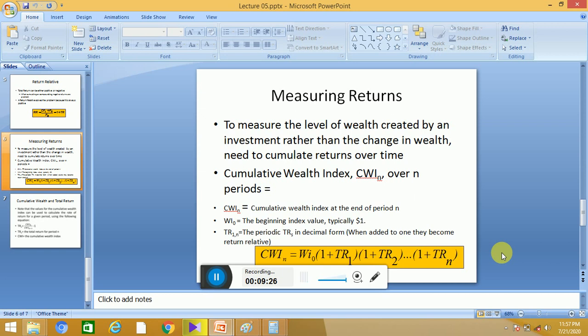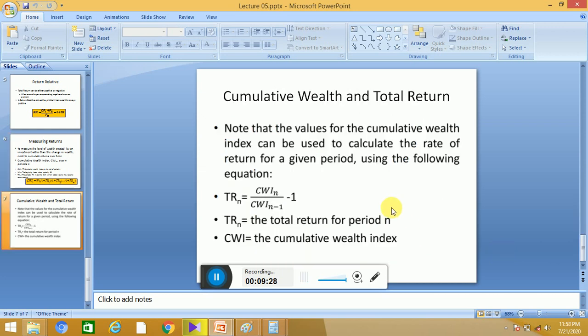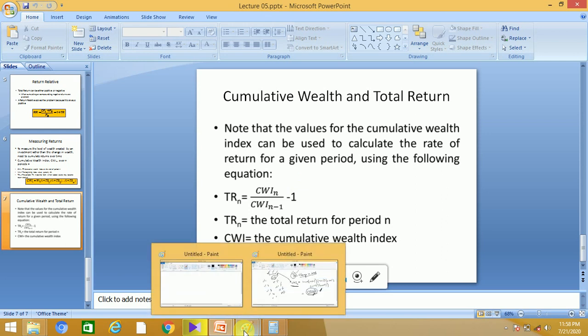Then, cumulative wealth and total return. Note that the values for the cumulative wealth index can be used to calculate the rate of return for a given period using the following equation. Keep in mind.